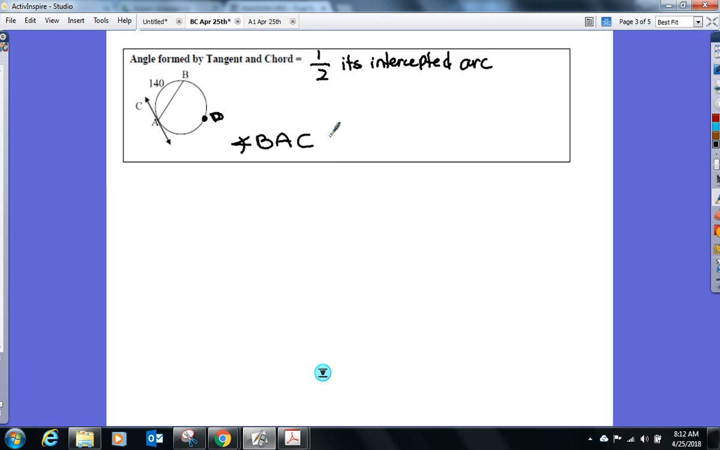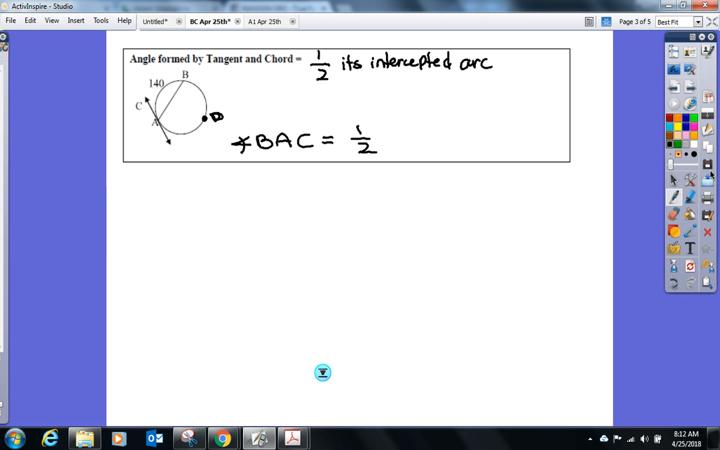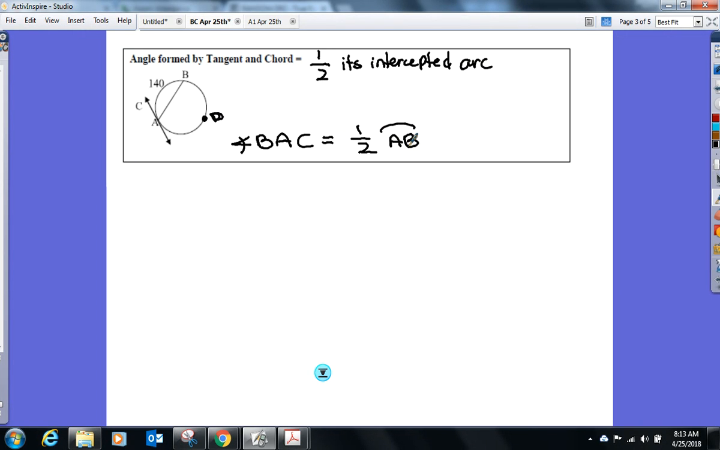So BAC, I would take half of which arc? Angle BAC. What arc is created by BAC? Arc AB. Yep, that's why I had you put that D on there, because if I said arc AB, which one are you talking about? So I would take half of 140, 70 degrees. So a little special type of angle right there.